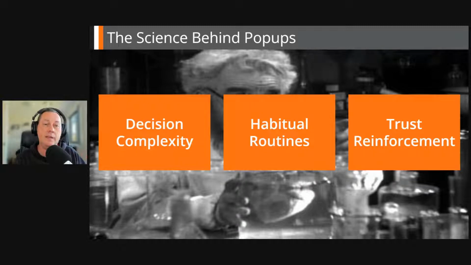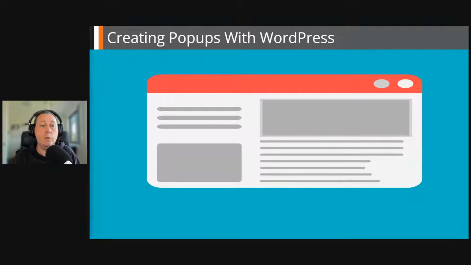Decision complexity, it gets rid of that. Habitual routines, it breaks that pattern. And trust reinforcement, the number of times you keep seeing it builds up that trust and authority to link in with that particular situation. Okay, so now you know what a pop-up is and a little bit of the science behind why they work.